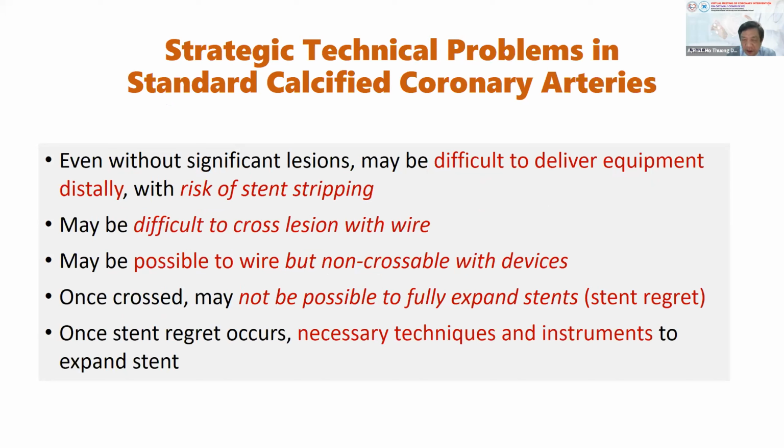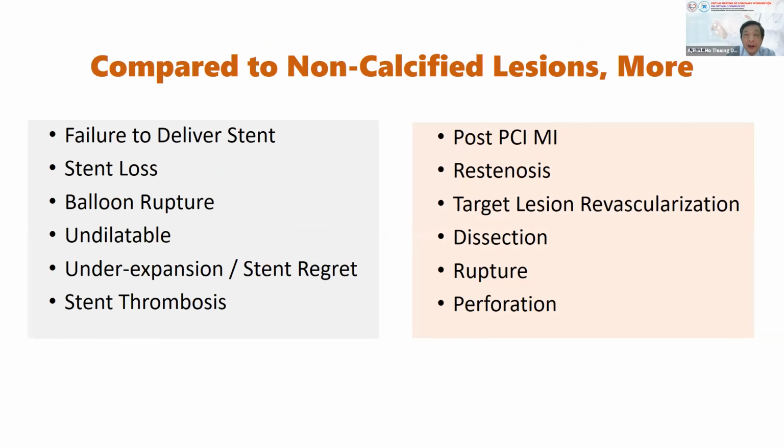And it's not possible to fully expand the stent, or stent regret. And we need necessary techniques and instruments such as the rotablator. Because of these many obstacles, patients after calcified lesion PCI often have worse outcomes: post-PCI myocardial infarction, restenosis, target lesion revascularization, dissection, rupture, perforation.